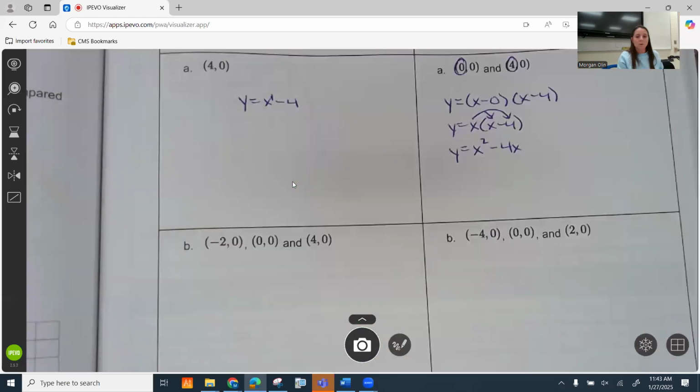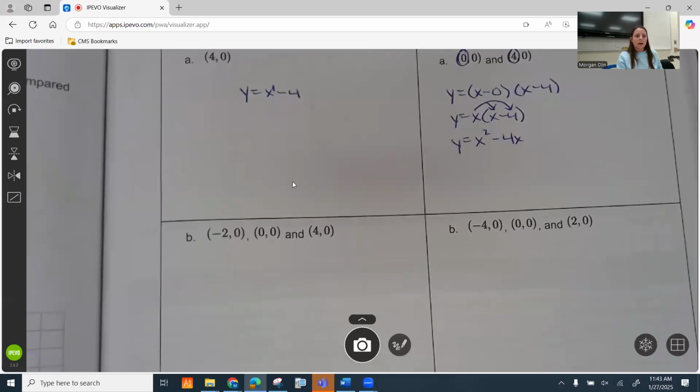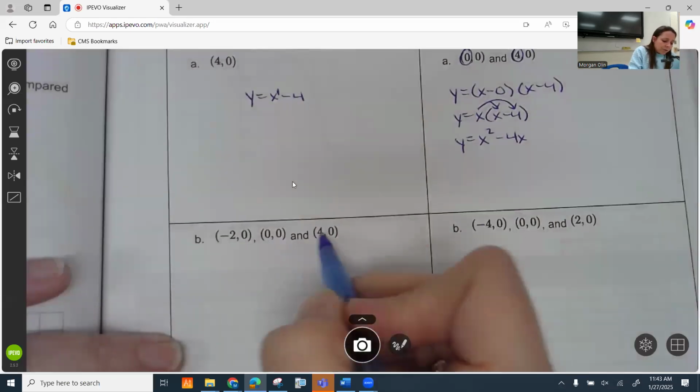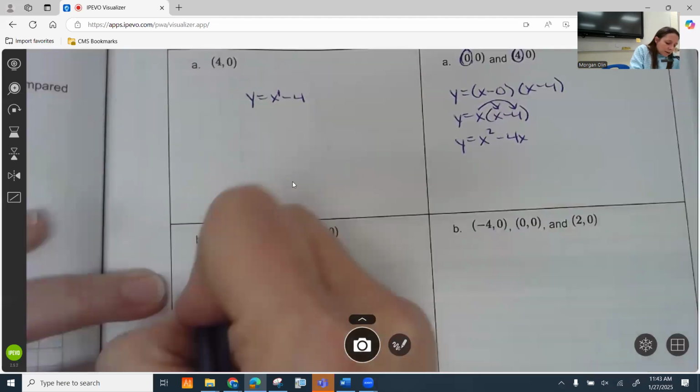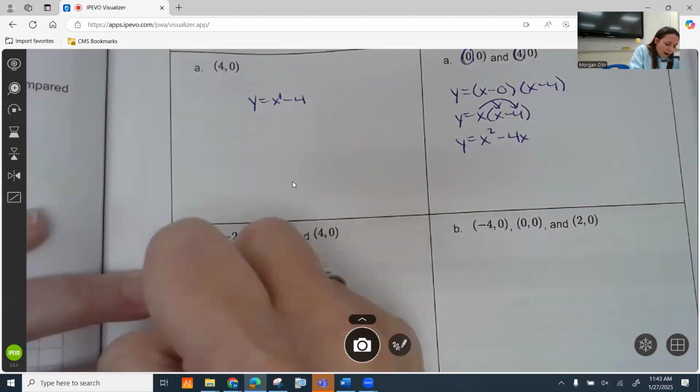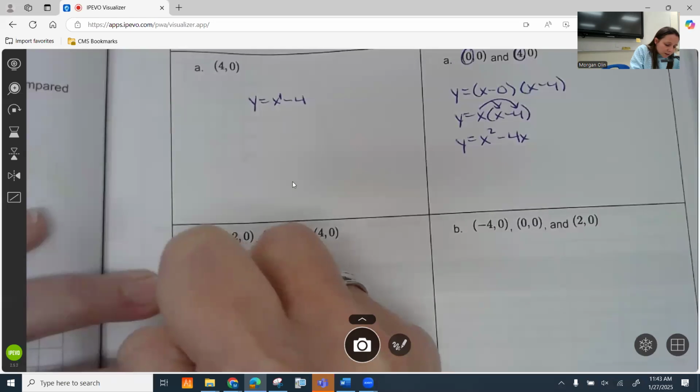If it doesn't have an exponent, that's a 1 right there. Okay, let's look at B. Now, this time I have 3 roots. So think about it. What's my degree going to be? Degree 3.